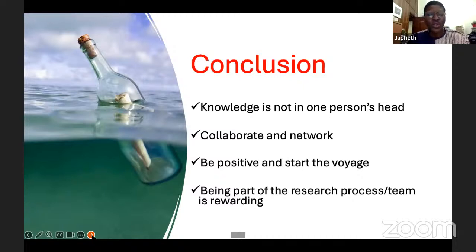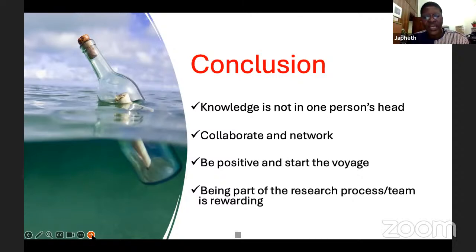And to conclude also, I would want to say that we would have to be positive and we must be able to start the voyage. If you look at the ocean as it is, it's very big. If you are not bold enough to put your first leg into the ocean, then you will not be able to make any effort at all.